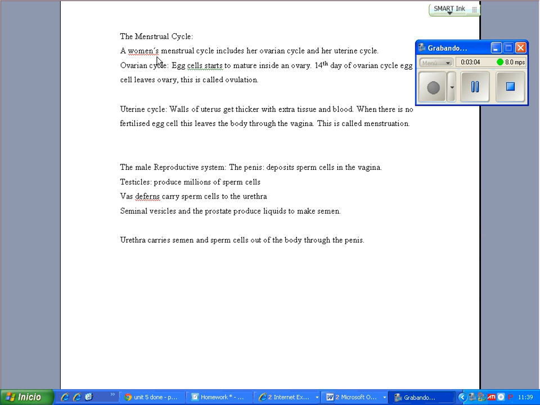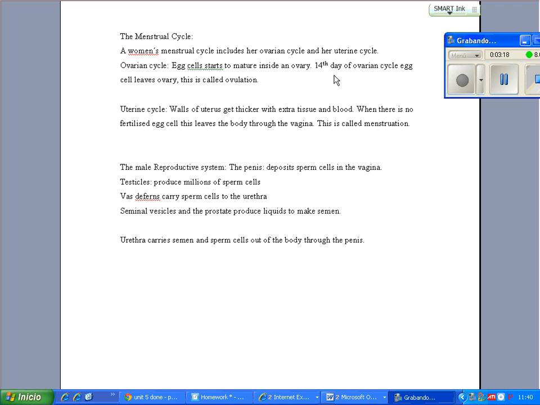The menstrual cycle. A woman's menstrual cycle includes her ovarian cycle and her uterine cycle. During the ovarian cycle, an egg cell starts to mature inside an ovary. On the 14th day of the ovarian cycle, the egg cell leaves the ovary. This is called ovulation. The uterine cycle. During the uterine cycle, the walls of the uterus get thicker with extra tissue and blood. When there is no fertilized egg cell, this leaves the body through the vagina. This is called menstruation.